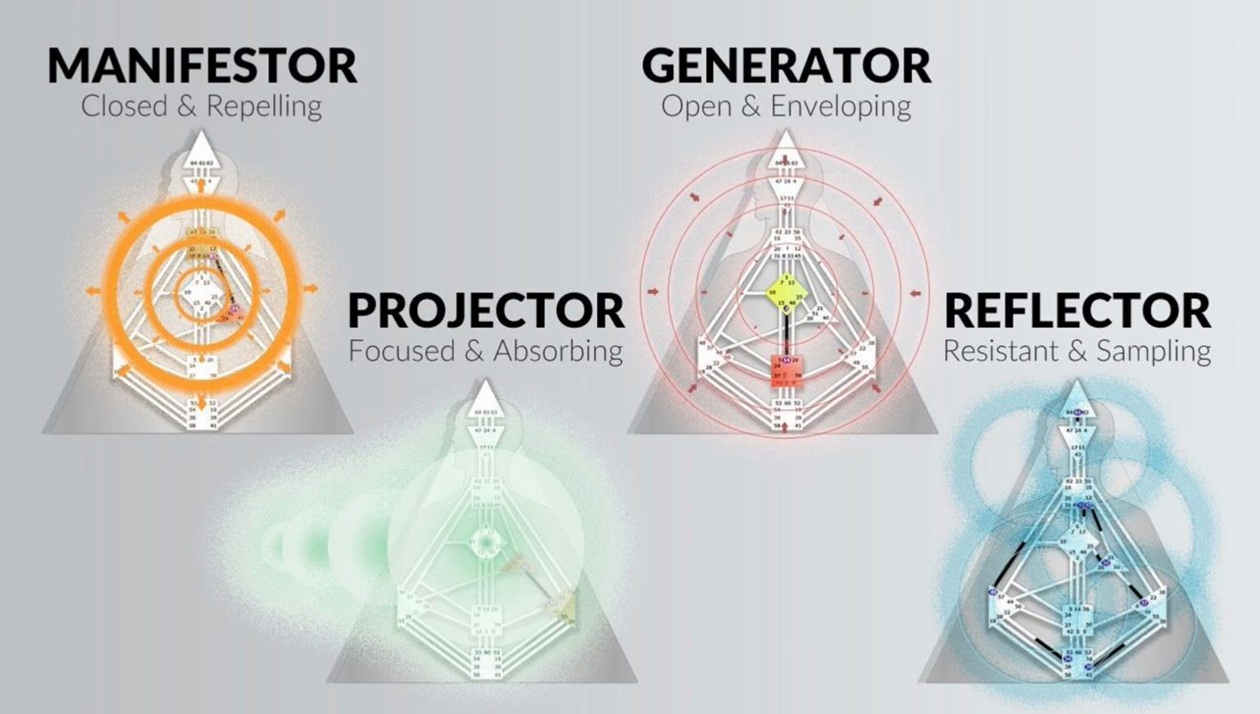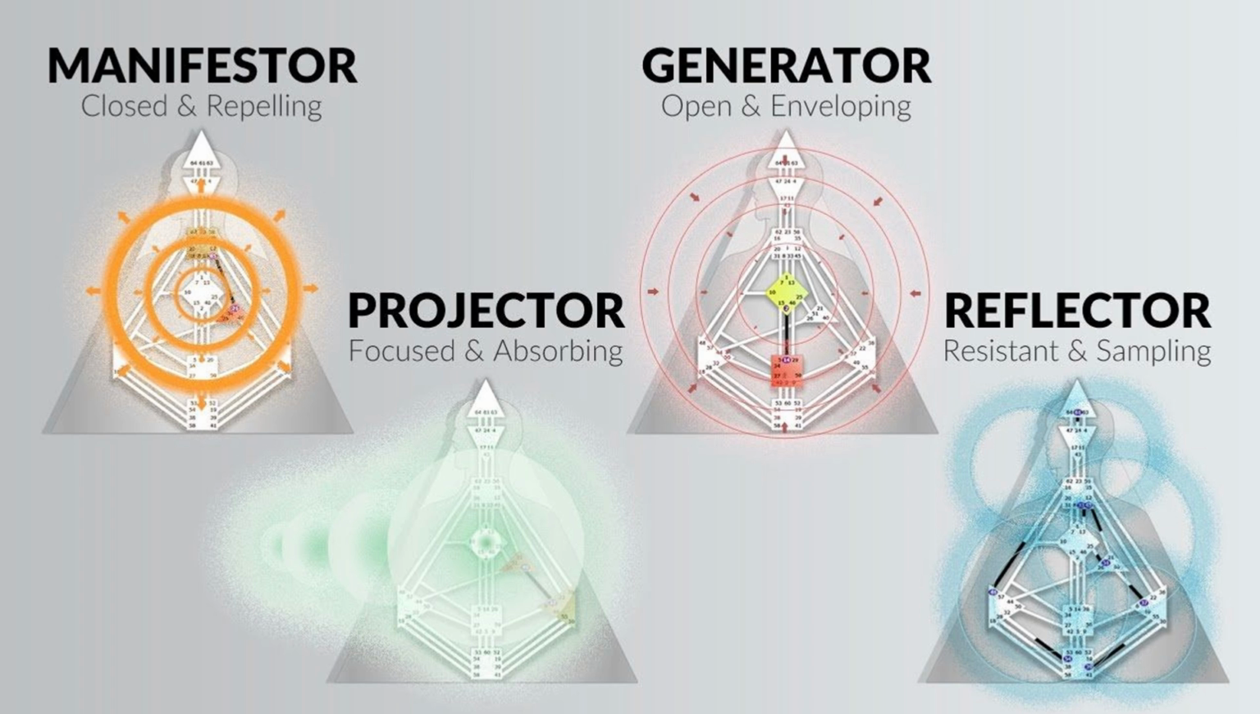Now I want to talk to you about what each aura would look like if you were able to see energy with the naked eye in the energy field around us, and how it kind of feels to be in the presence of each aura type. So we're going to start off first with the manifestor. The manifestor is said to have a closed and repelling aura.